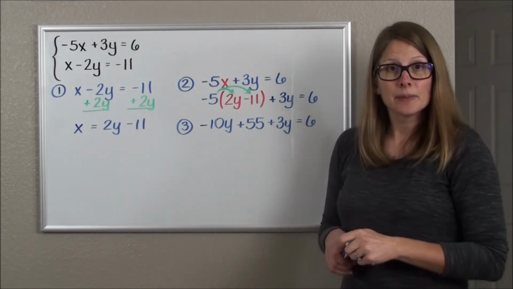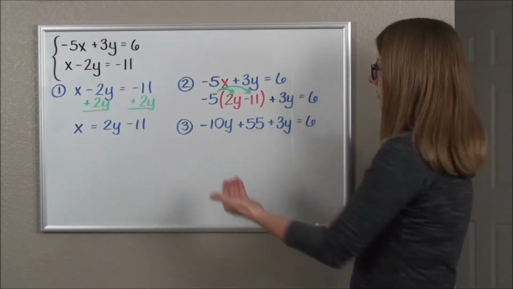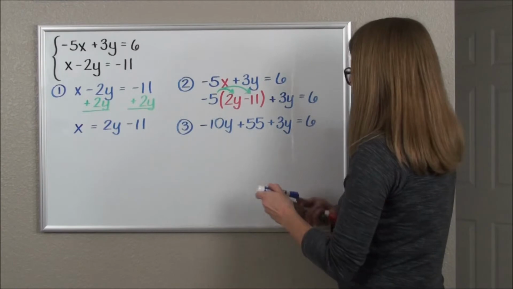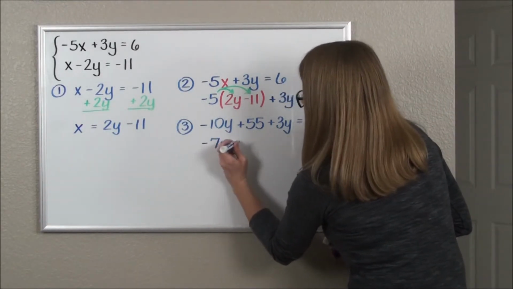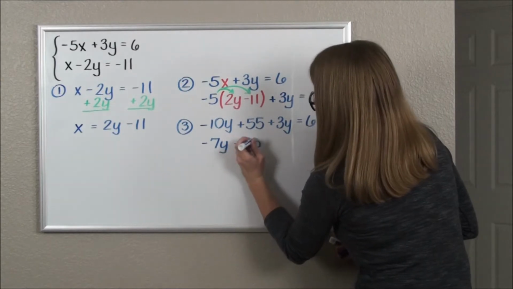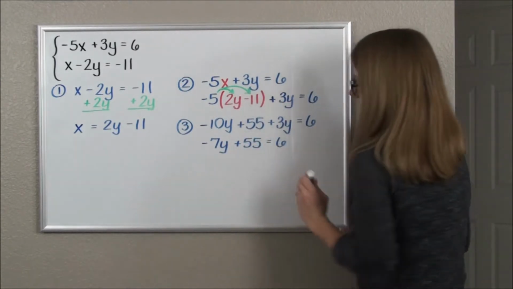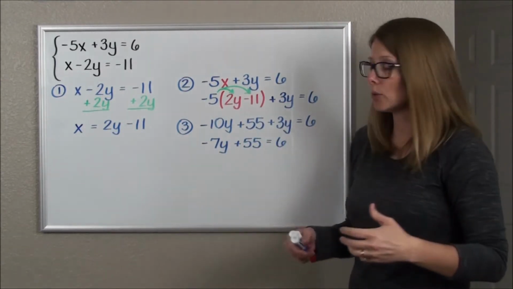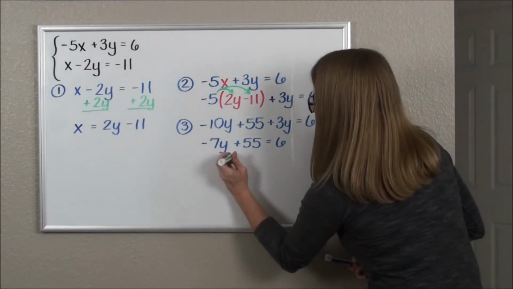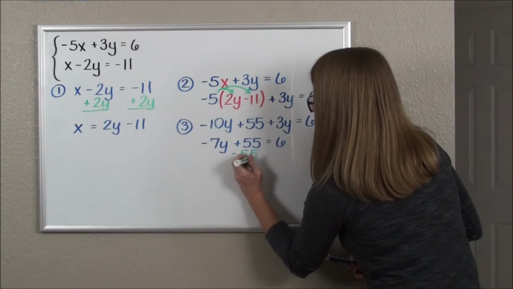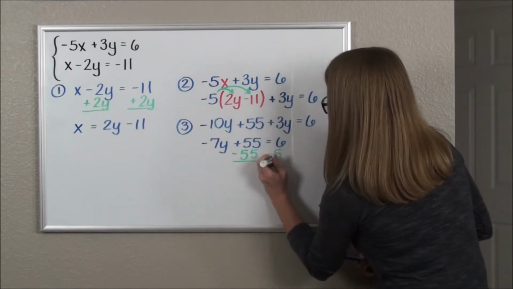Now I want to clean up the left-hand side by combining like terms. So I have -10y plus 3y. That's going to give me -7y plus 55 equals 6. Again, I'm trying to get the y by itself. Let's relocate the constant to the other side. Since it's added, let's now subtract 55 from both sides.